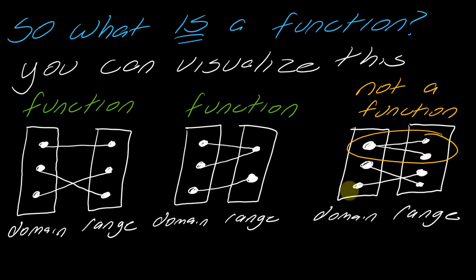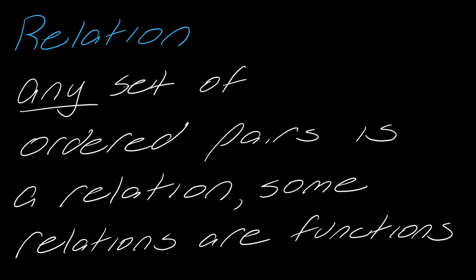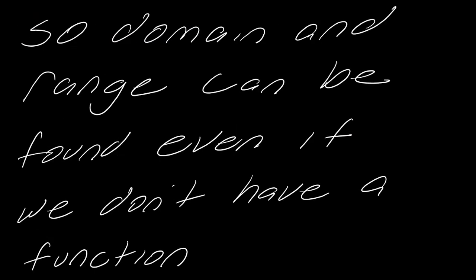This right here is a relation, it's just not a function. So everything that has an input and an output is considered to be a relation. It's just very specific when we are talking about what a function is. So just to be clear, domain and range can always be found even if we're not working specifically with a function. So you can almost always find your domain and range.